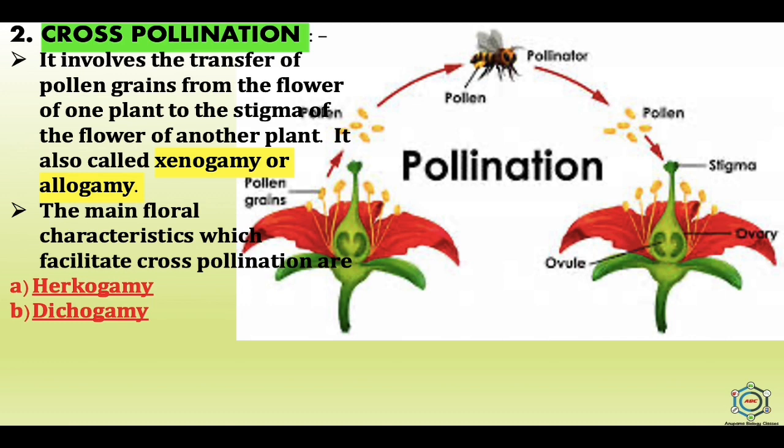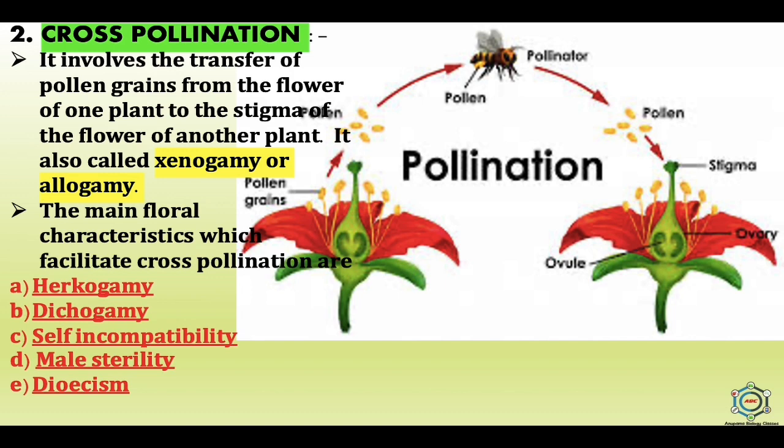Next is dichogamy. Here the pollen and stigma of the flower mature at different times to avoid self-pollination. Next is self-incompatibility. In some plants, the mature pollen falls on the receptive stigma of the same flower but fails to bring about self-pollination. Next, male sterility. When the pollen grains of some plants are not functional, it shows cross-pollination. Next, dioecism. Here, cross-pollination always occurs when the plants are unisexual and dioecious. It means male and female flowers occur on separate plants like papaya, some cucurbits, etc. In this case, cross-pollination occurs.